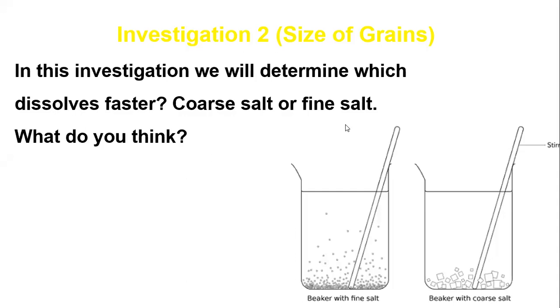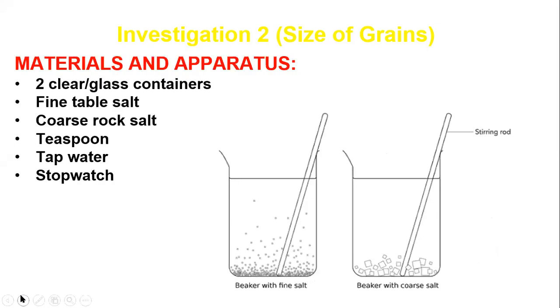Okay, so we're talking about the size of the grain, which is fine salt and coarse salt. Now we need our materials and apparatus. So your materials are 2 glass containers. Then you need fine table salt. Then you also need coarse or rough salt. Now coarse or rough salt is mostly used when we cook.